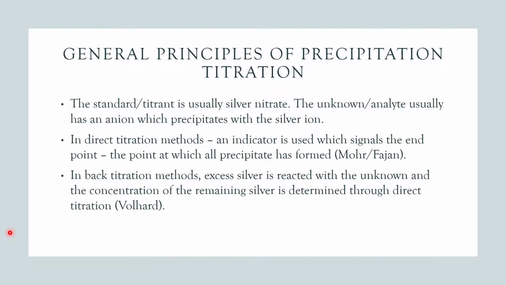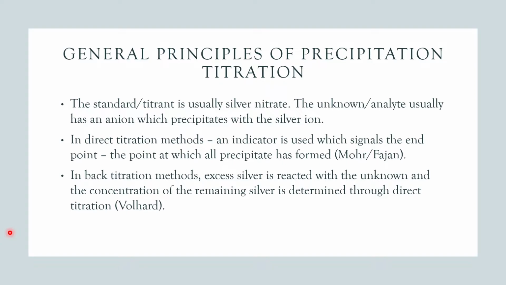There's one other method that we're going to look at really quickly as well, and that's actually a back titration method. So it's a little bit more complicated. In that situation, what we would do is react an excess amount of silver with the unknown, and then titrate the remaining silver that's in the solution to figure out how much of the silver from the original solution was consumed. And that's called a Volhard method.